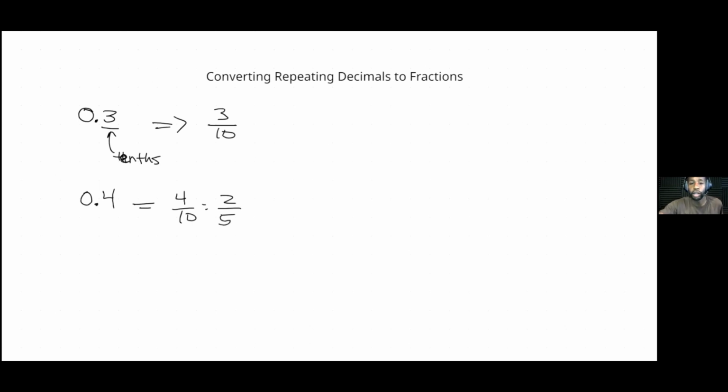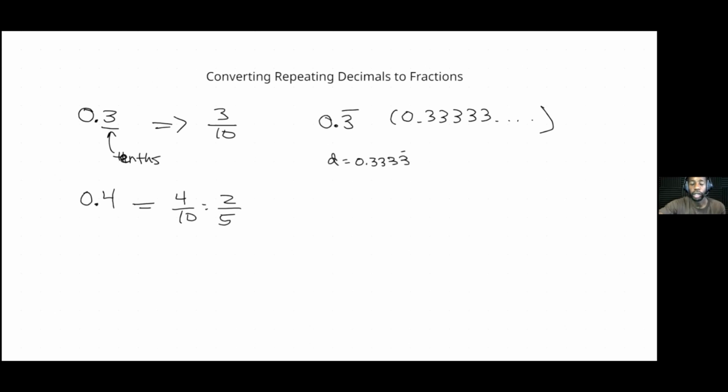So easy enough. However, what if you have this kind of situation? And if you recall, that 0.3 with a line over it just means 0.33333 forever and ever and ever. Okay. Now, in this situation, here's what you do. First of all, let's set this equal to a variable. Let's say D. D is equal to 0.3333, and we just understand that to go on and on forever.